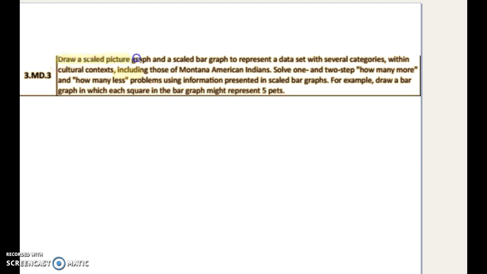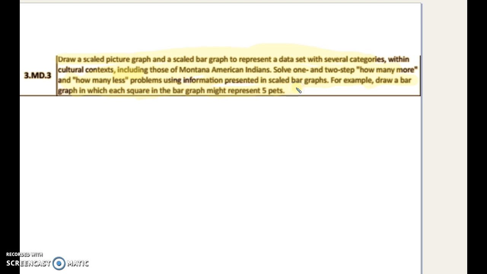Draw a scaled picture graph and a scaled bar graph to represent a data set with several categories within cultural context, including those of Montana American Indians. Solve 1 and 2 step how many more and how many less problems using information presented in the scaled bar graphs. For example, draw a bar graph in which each square in the bar graph might represent 5 pets.